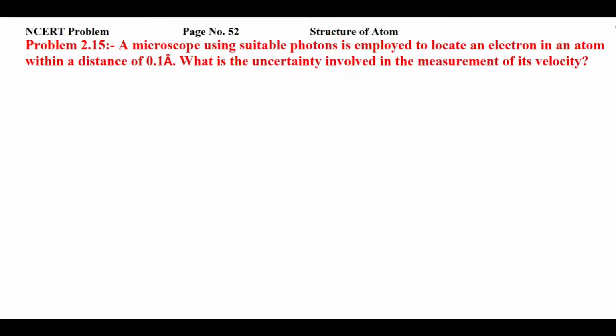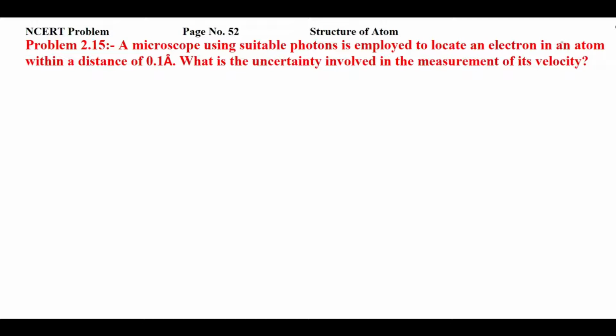Students, this is NCERT problem 2.15 from page number 52 of structure of atom, right? So let's read the statement. A microscope using suitable photons is employed to locate an electron in an atom with a distance of 0.1 angstrom. What is the uncertainty involved in the measurement of its velocity?